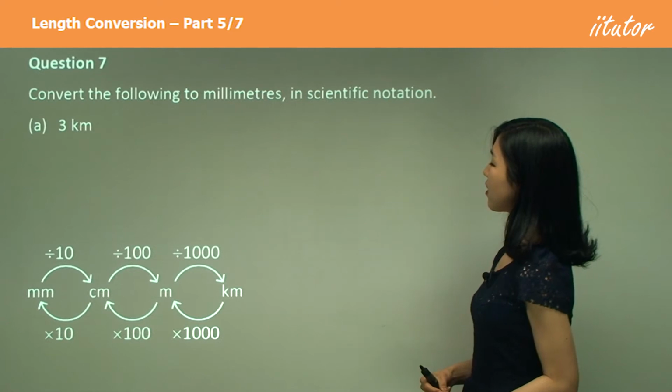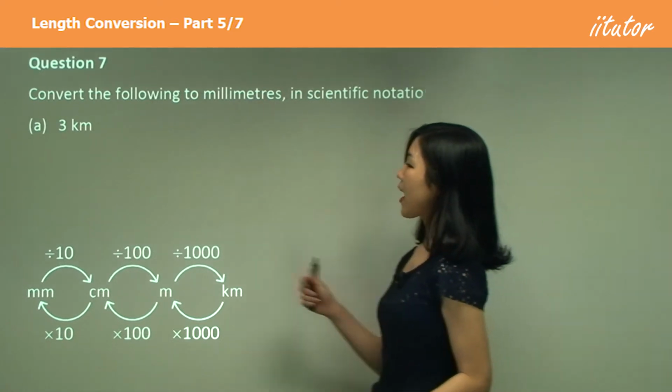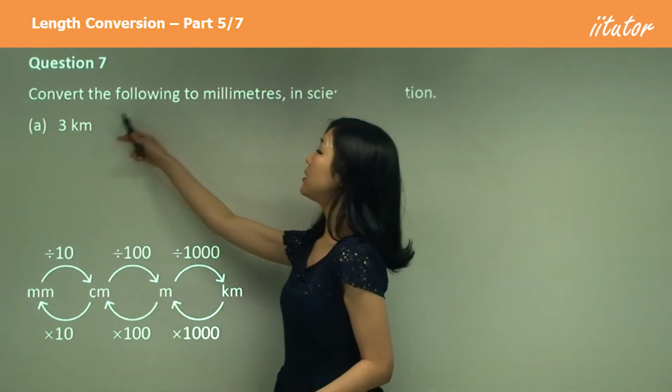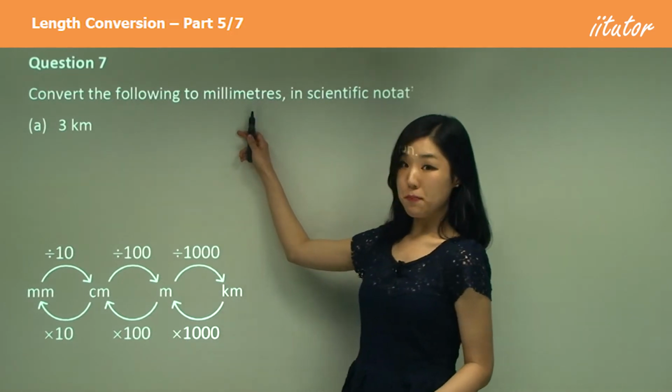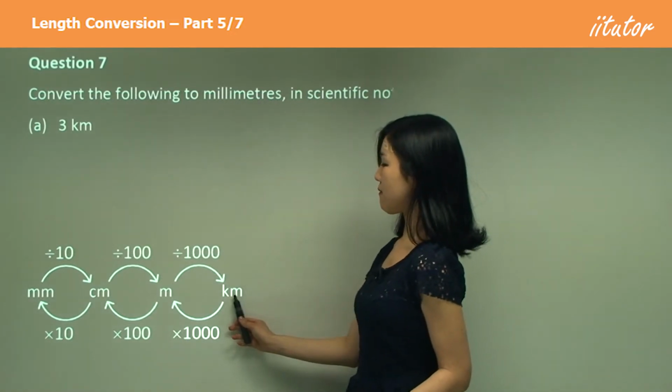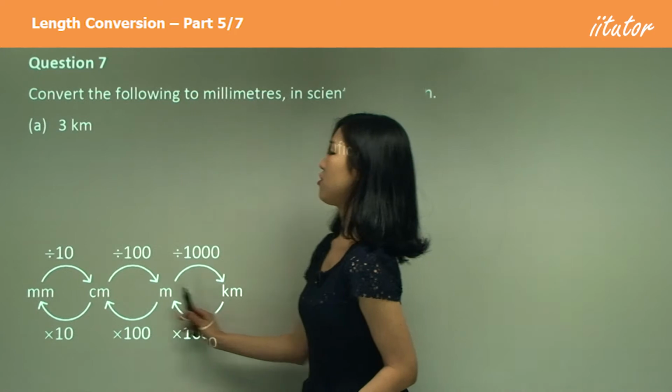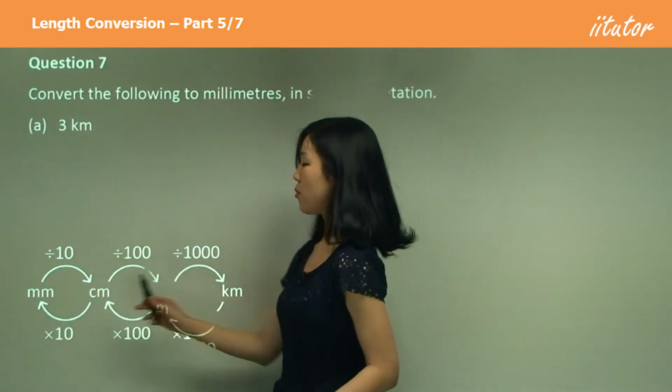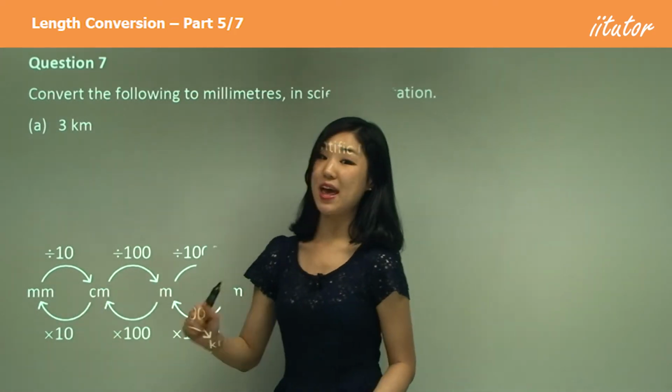7. Convert the following to millimetres. Okay, we've got kilometres. Kilometres to millimetres. This is a big conversion because we're going from the largest unit to the smallest unit. Okay, so we need to go through 1, 2, 3 steps.